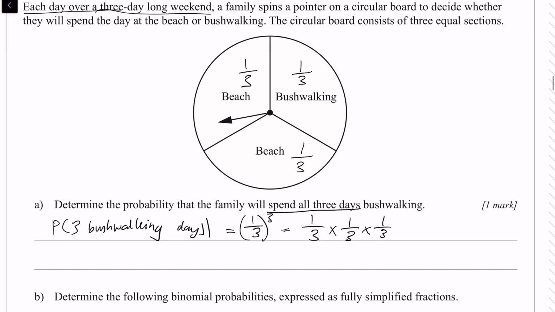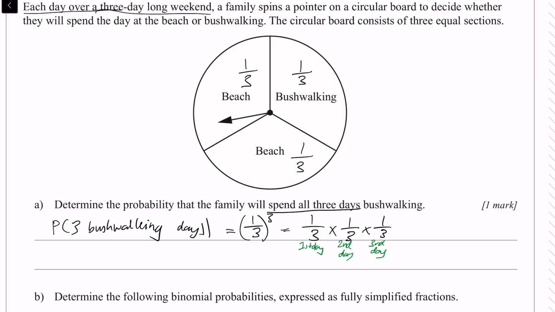Okay, so we're talking about the first day you're bushwalking. So that's the probability that we do bushwalking on the first day, because we spin the wheel on that one day, the first day, and we get bushwalking. On the second day, it's the same probability. We can still have the same chance of choosing bushwalking, okay? Because we're not removing that option or anything. It's just independent probability. Okay, and the same thing with the third day, right?